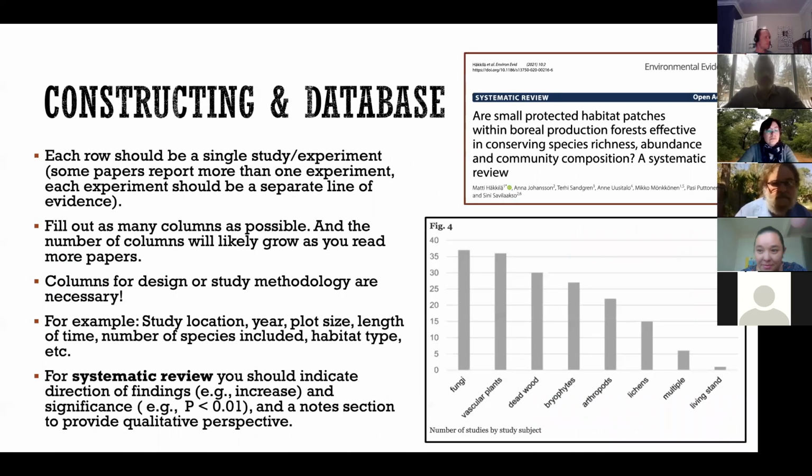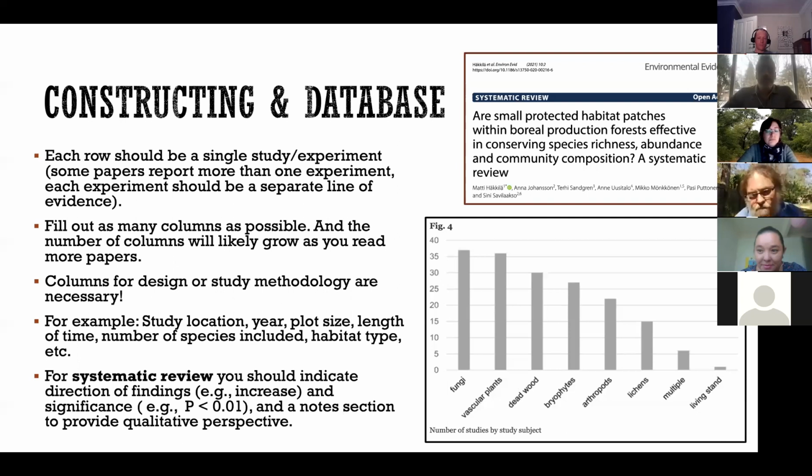So in your database, each row should be a single study or experiment. And I say that because some papers report more than one experiment. So for example, a paper might run an experiment in a deciduous forest and run the same experiment in say a pine forest. And you can treat those as two separate experiments. They're analyzed separately in the paper and they appear as separate entities. It's one study, but it's two different experiments. That'd be two different lines, rows in your database.